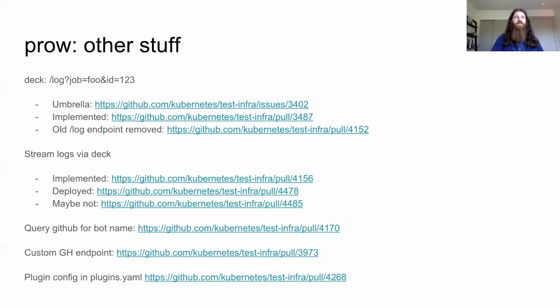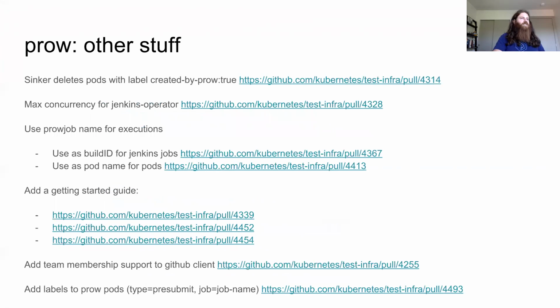Some other cool stuff. Deck has a nice log URI that's pretty easy to guess and is super discoverable. We're getting to the point where you can stream logs from Deck. I think that's actually something I want to remove because we're working more on it from a 1.9 basis. You don't have to hardcode bot names anymore when you're launching prow. And yeah, just all sorts of stuff.